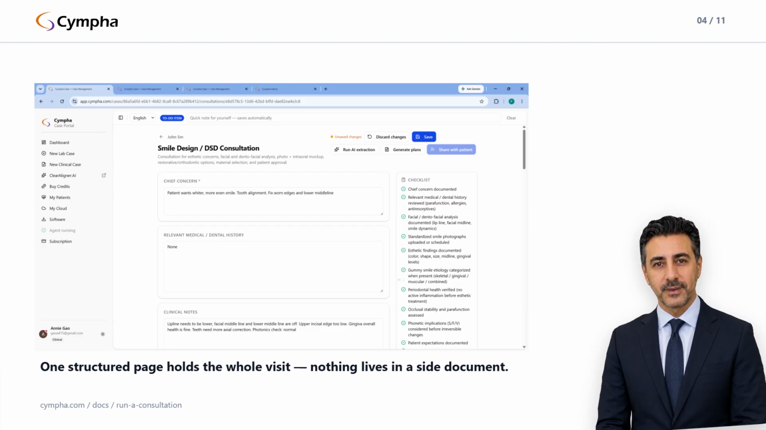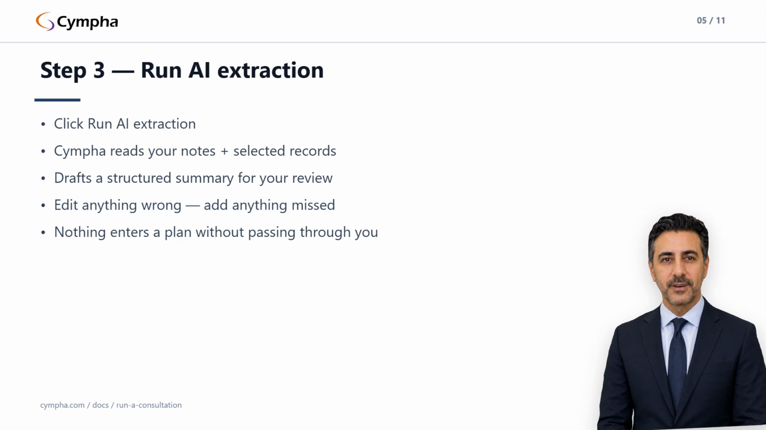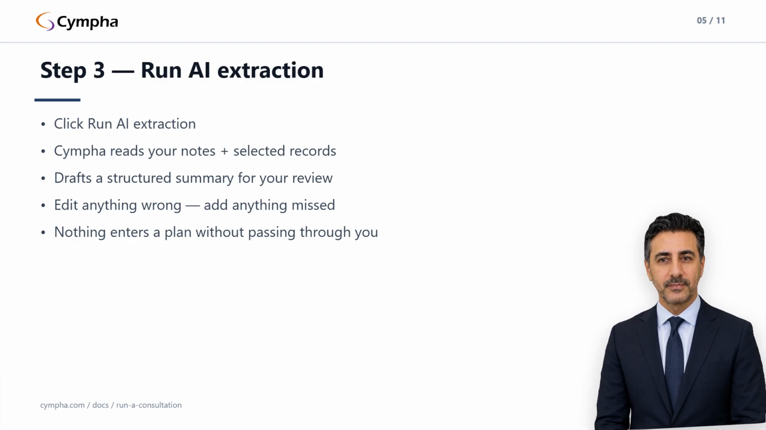Step 3. Click Run AI Extraction. Cympha reads what you wrote, the concern, the history, the clinical notes, together with the records you ticked, and drafts a structured summary of the consultation. And then it stops and waits for you. Review the extracted content inline. If it got something wrong, edit it right there. If it missed something you consider important, add it. This is the checkpoint that matters. Nothing goes into a plan without passing through you.